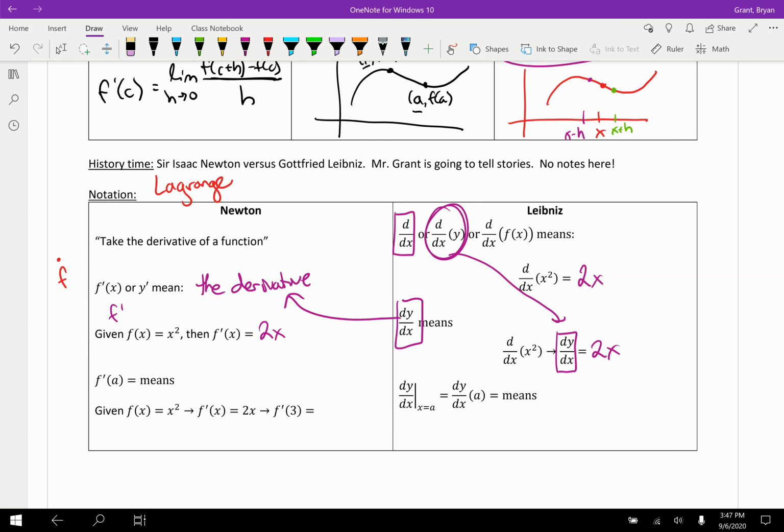Okay, last but not least, f prime of a, what does that mean? Well, that means the derivative at x equals a.